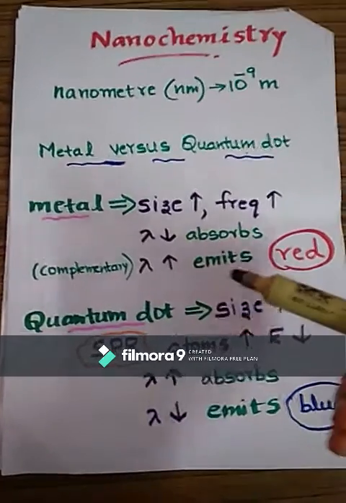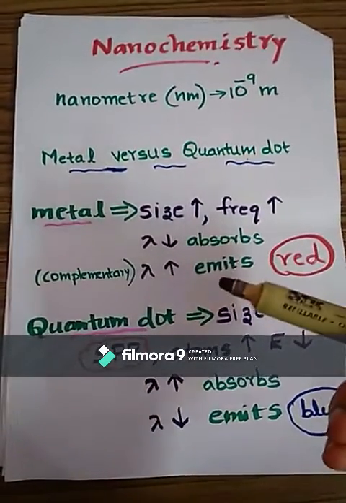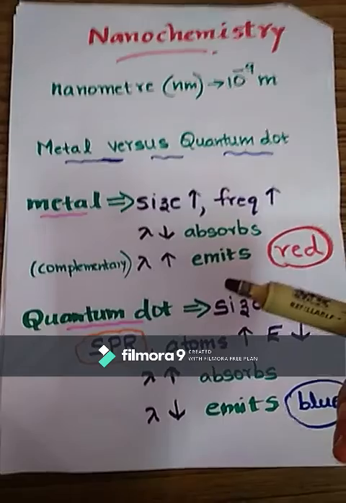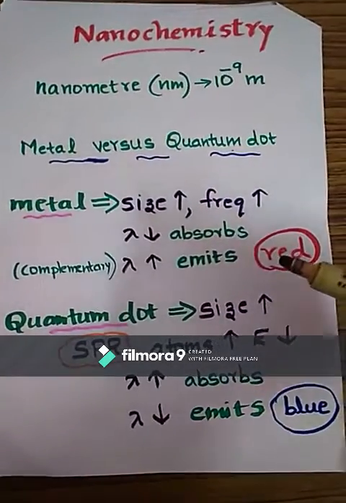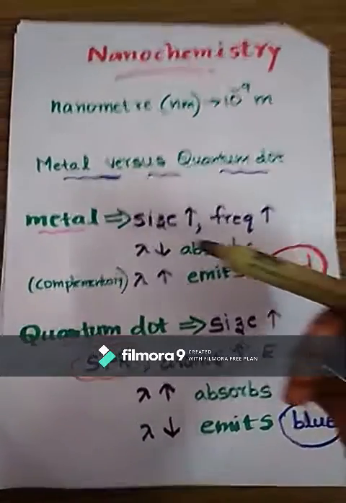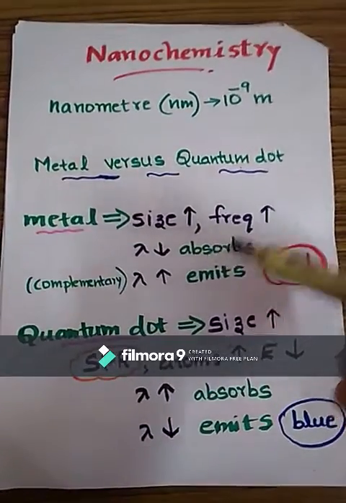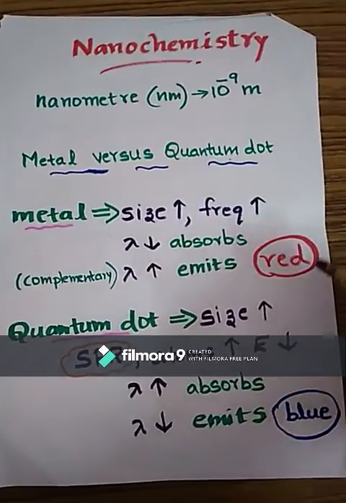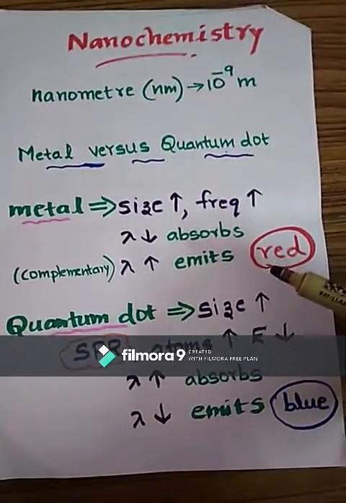That is, we know it produces the complementary color. Here, red color is produced. Thus, the blue color is absorbed and red color is emitted by the metal nanoparticle.